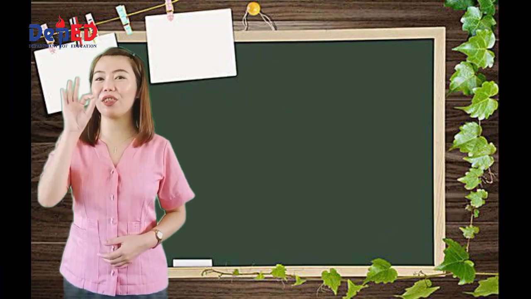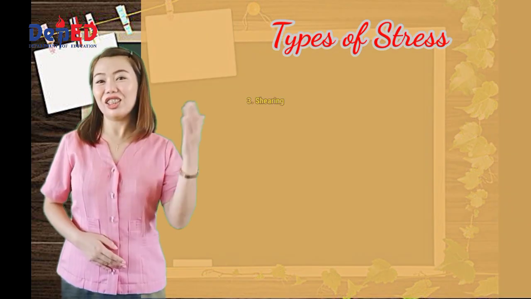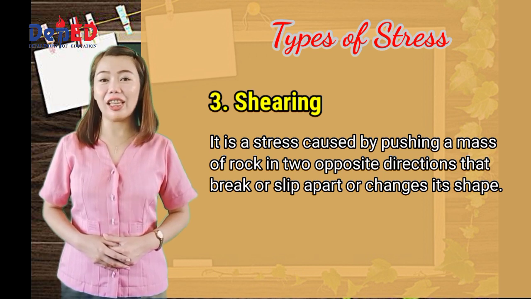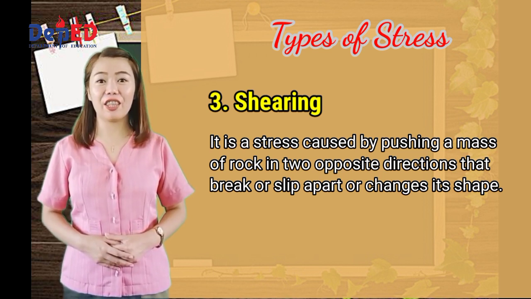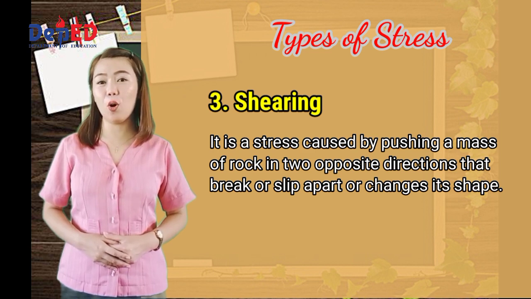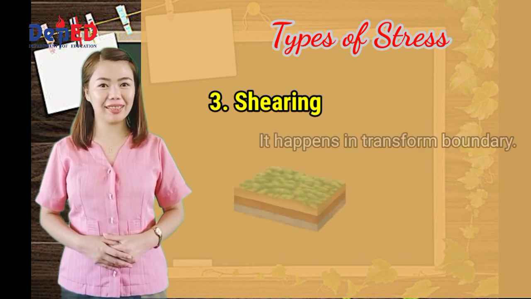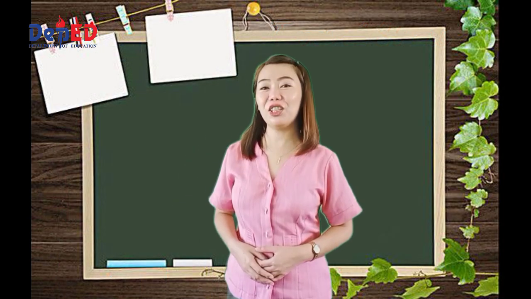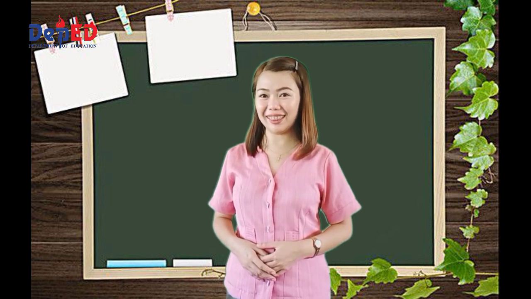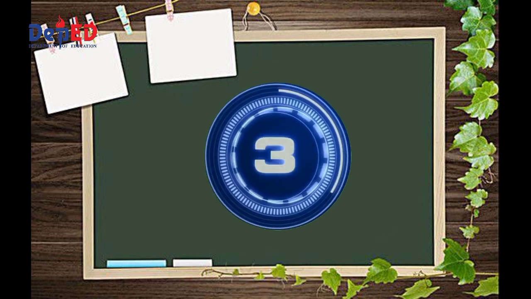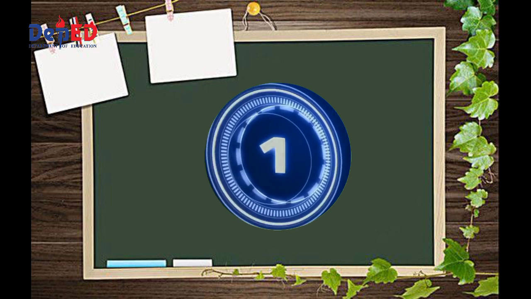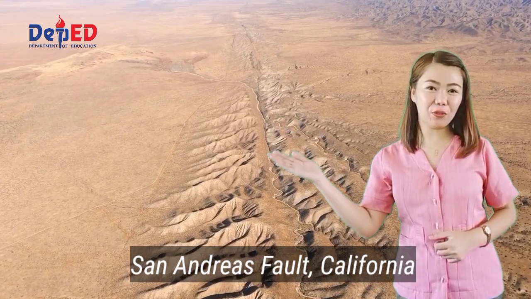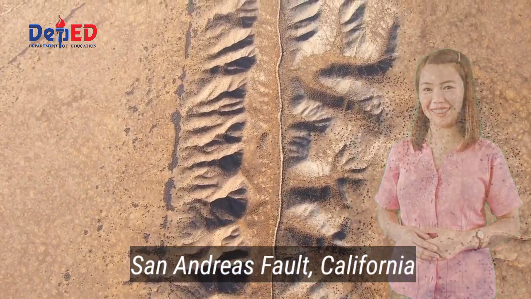Now, we are down to the third type of stress, which is shearing. It is the stress caused by pushing a mass of rock in two opposite directions that break or slip apart or changes its shape. It happens in transform boundary. Can you name one example of shearing stress? Very good! San Andreas Fault is an example of shearing stress.